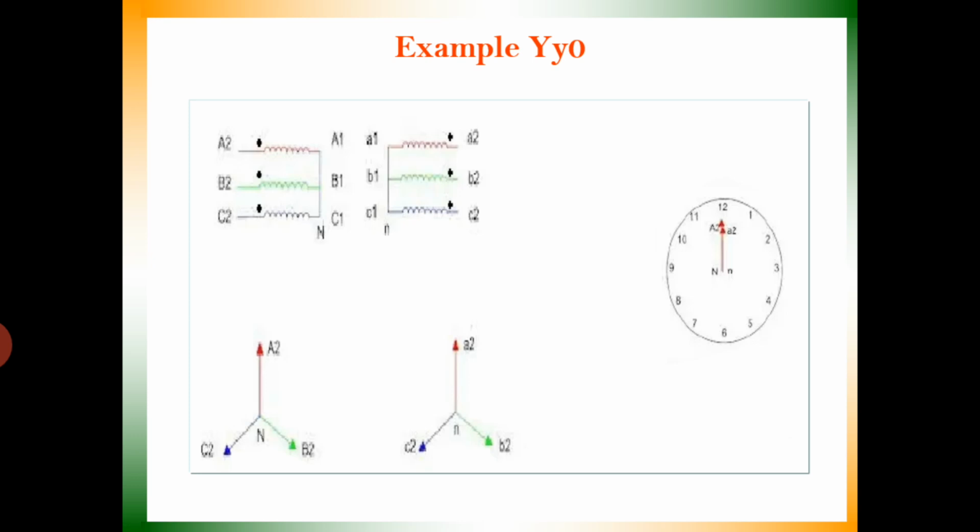So consider one example, that is YY0. YY0 means the first letter is capital, the second letter is small, and the third is the numerical value zero. So obviously our high voltage winding is connected in star as well as the low voltage winding also connected in star, and 0 shows that there is no phase displacement between low voltage and high voltage winding.